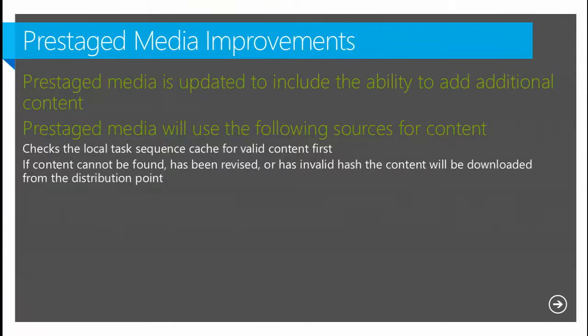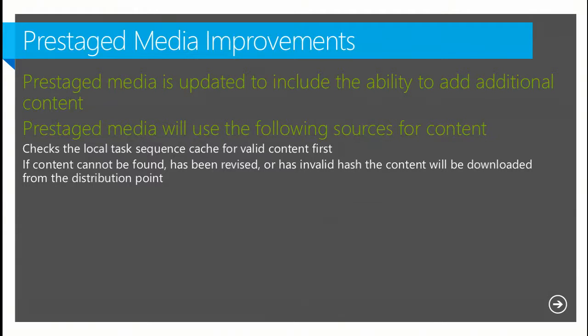So we've actually added the capability in SP1 that you can add additional applications, additional packages, and additional driver packages into that pre-stage media, so that all of that content will be available when the task sequence is running, and it won't have to necessarily reach out to the network to go download all of that. The way that'll work is basically the task sequence will check the local task sequence cache for the valid content first, and if it finds it there, it'll use it.